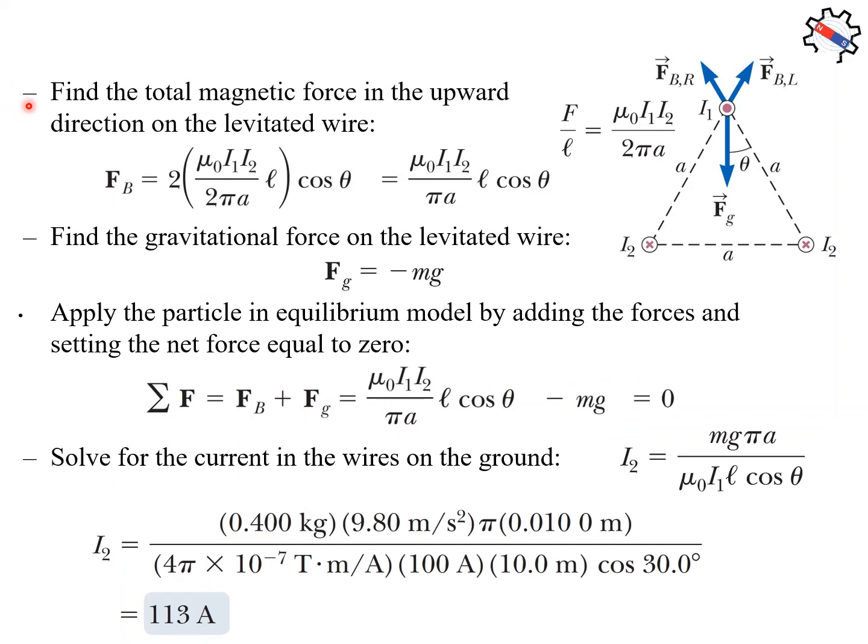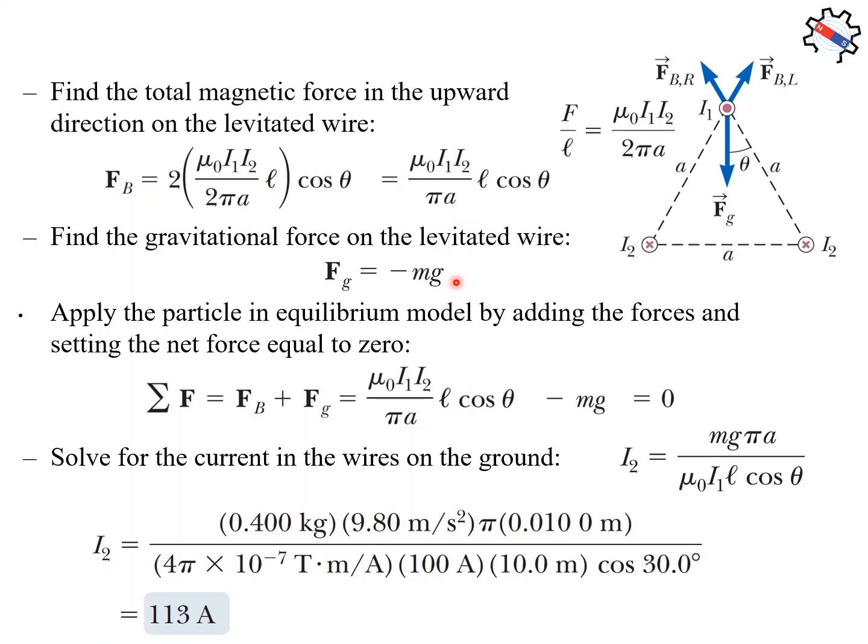First, let's find the total magnetic force in the upward direction on the levitated wire. That's the sum of these two here. They're symmetric, so the components horizontally would cancel when adding. We're only going to be left with an upward direction for resultant. Its magnitude is given by the component of each one, mu naught I1 I2 over 2 pi a. It's from this equation we were just using, times by the length of that wire, I1. And there's two of those, and they're at cosine theta to the resultant. So we take the components in the vertical direction to get the final value of their sum.